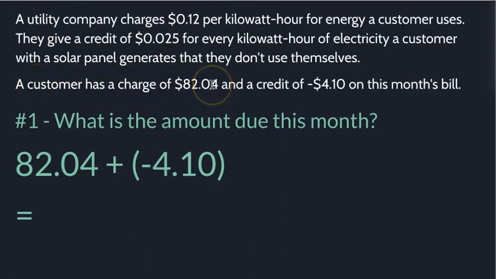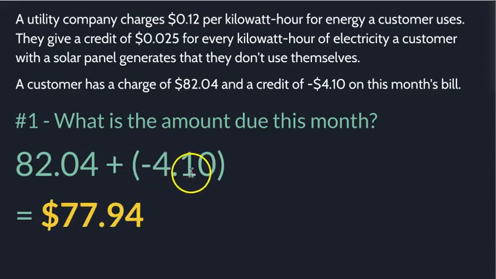If a customer is charged $82.04 for what they used, and they got a credit of $4.10, what's their final bill? Yeah, you're adding these together, right? You're adding a negative, or you're subtracting that as a positive. Either one will work just fine. So you end up with $77.84.